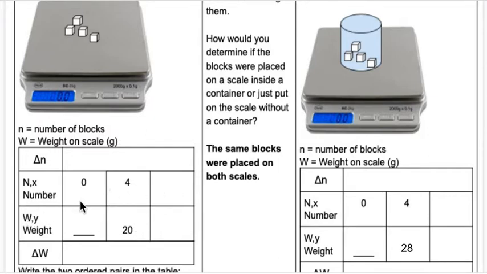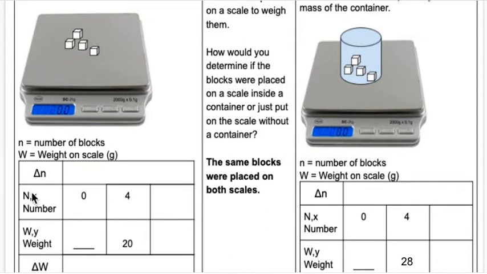So first of all, let's think about this. n represents the number of blocks. If there were 0 blocks on this scale, if I took all the blocks off, what would the scale weigh? Well, there's no container there, so it would have to be 0. Zero blocks will result in a weight of 0. Now, if there's 4 blocks on the scale like there is here, they weigh a total of 20. There's no container on the scale, so it has to weigh 0 at the start.